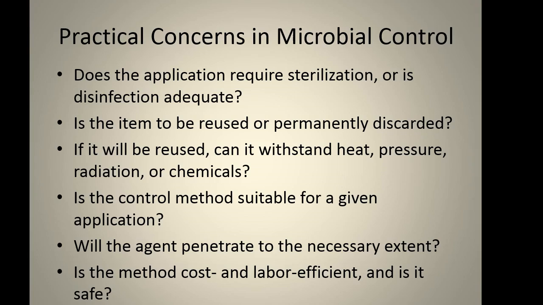Is the item to be reused or permanently discarded? When we use our tubes over in lab today, they are to be reused. When we get through with them, the lab coordinator will wash them out, then put them in the autoclave machine. That dry heat will cause them to be sterilized. If it will be reused, can it withstand heat, pressure, radiation, or chemicals?